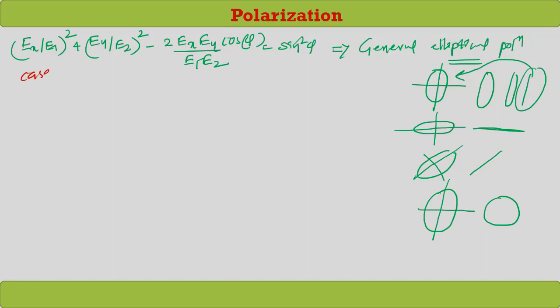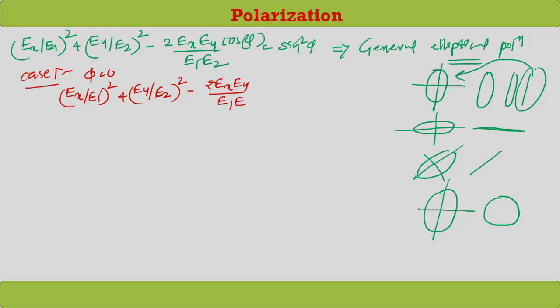So case 1, simply you have to take phi equal to 0. You see how this particular equation will change. Ex by E1 square plus Ey by E2 square, with phi equal to 0. Here cos 0 is nothing but 1, but sin 0 is nothing but 0. So the right side you will get 0, and the left side you will be left with minus 2 Ex Ey by E1 E2, cos phi meaning 1, is equal to 0.